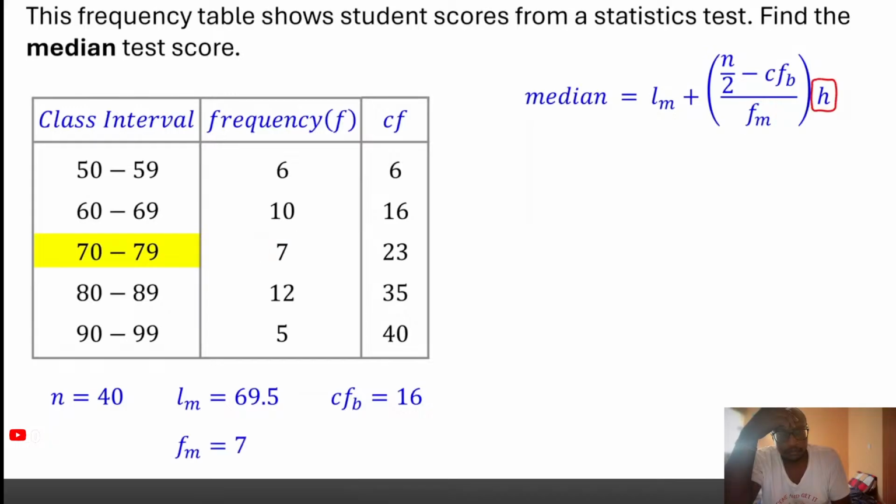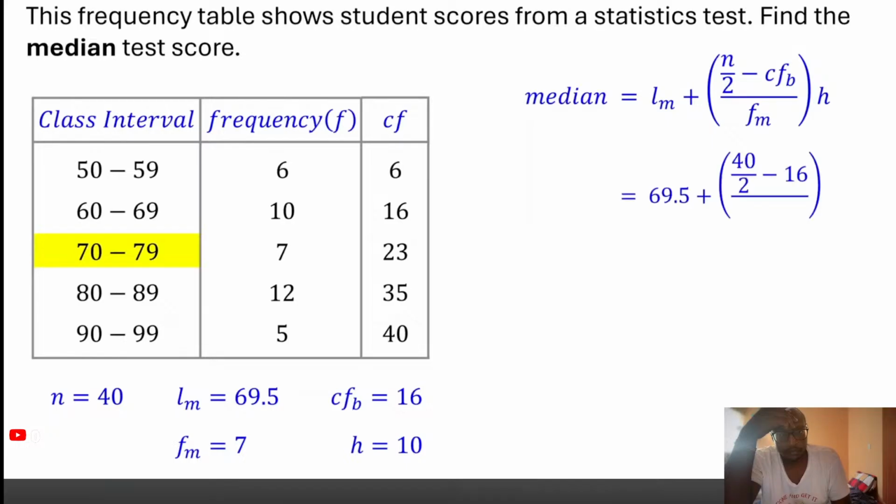Finally, find the class width. To do this, subtract the lower limit of one class from the lower limit of the next class. For instance, in this class, the lower limit is 80, and in the next class, the lower limit is 90. So the class width is 90 minus 80, which equals 10. Note that since all the classes have equal ranges, no matter which 2 consecutive classes you pick, the class width will always be the same.